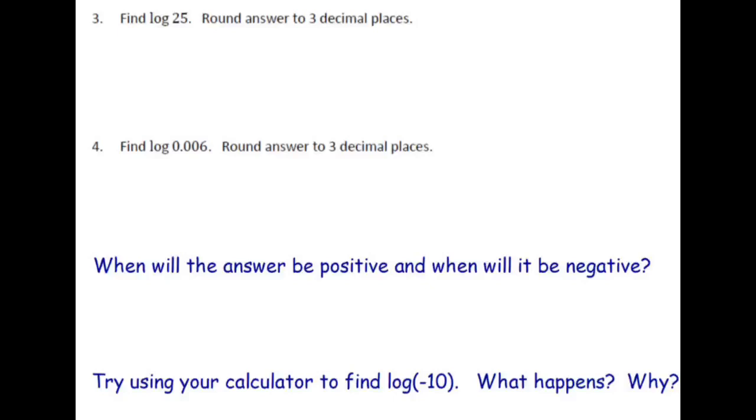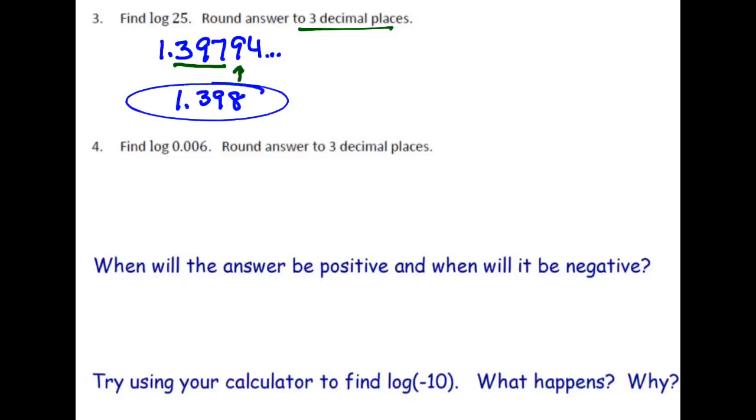Okay, when it says find log of 25, we're going to hit log 25 equals, and the answer I get is 1.39794 and a whole bunch of other numbers. It says round the answer to 3 decimal places, so 1, 2, 3, we're looking at the 9. And since 9 is bigger than 5, we're going to round up, so 1.398. And that's the answer they want. Now, remember, you don't put an equal sign here because they are not equal, right? When you round, they're not equal anymore.